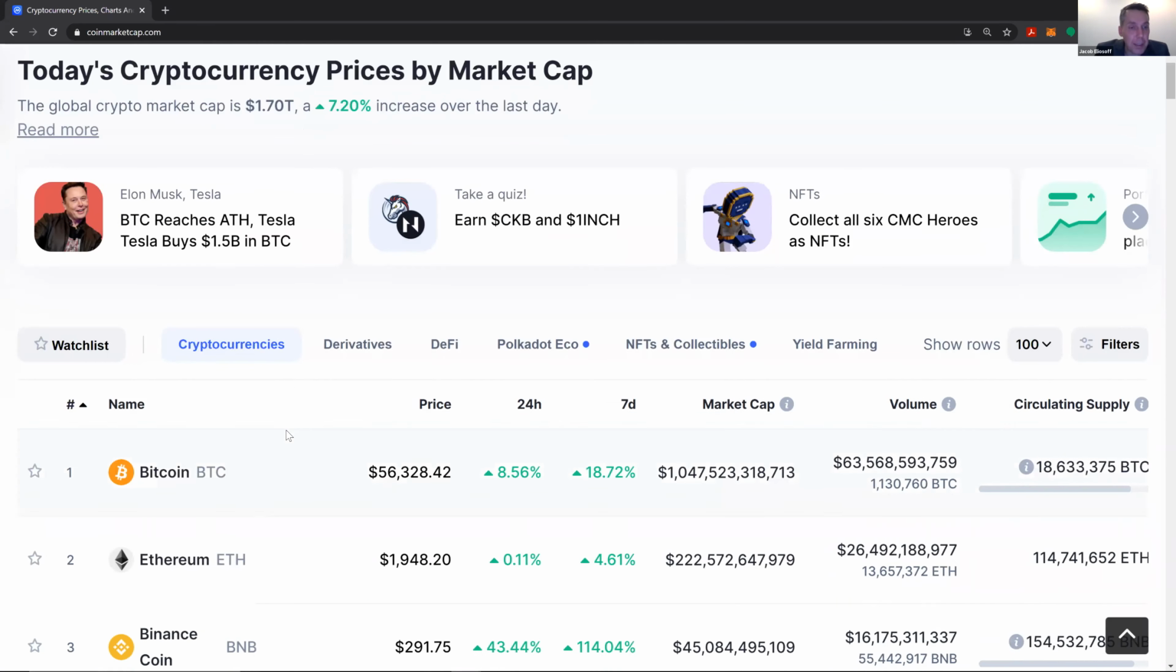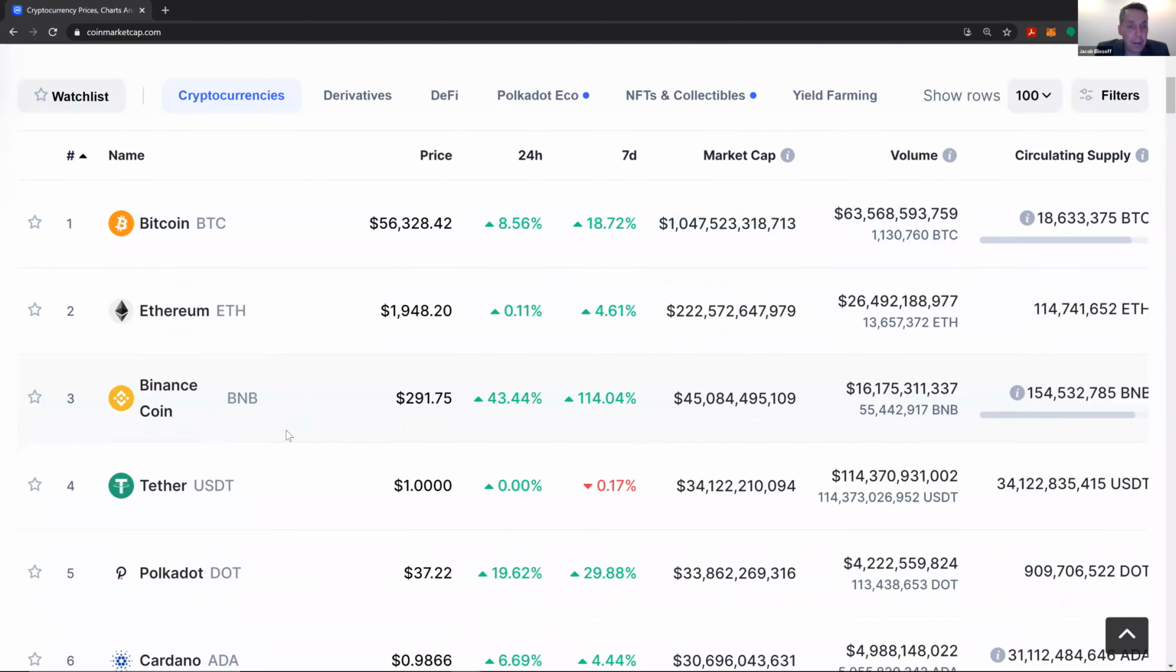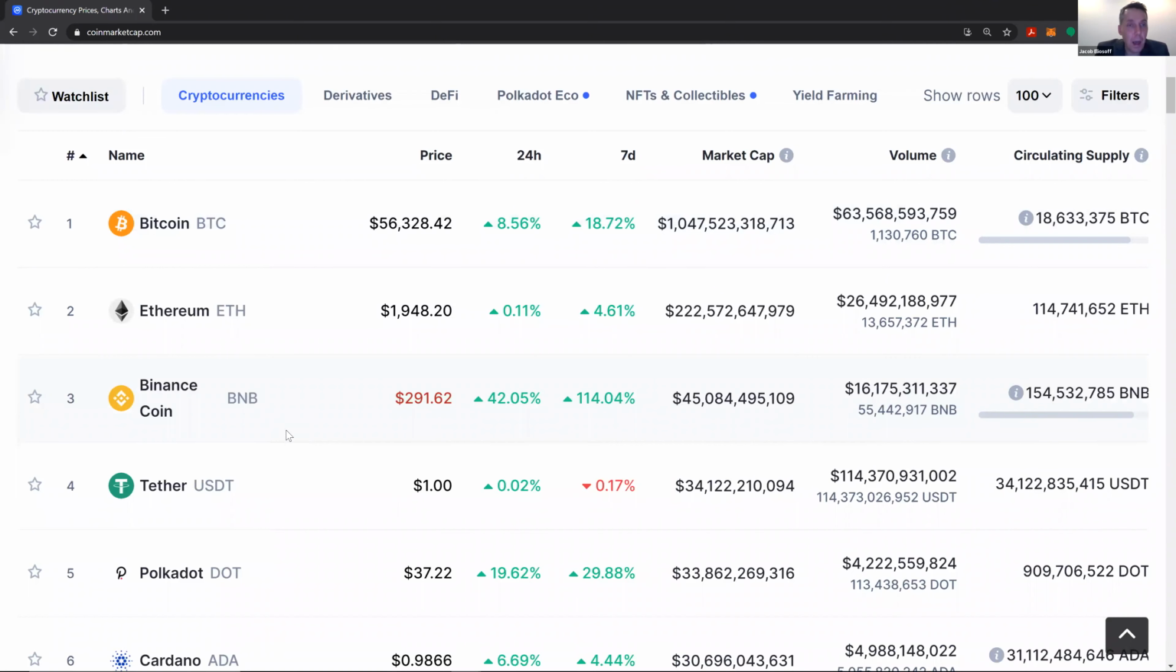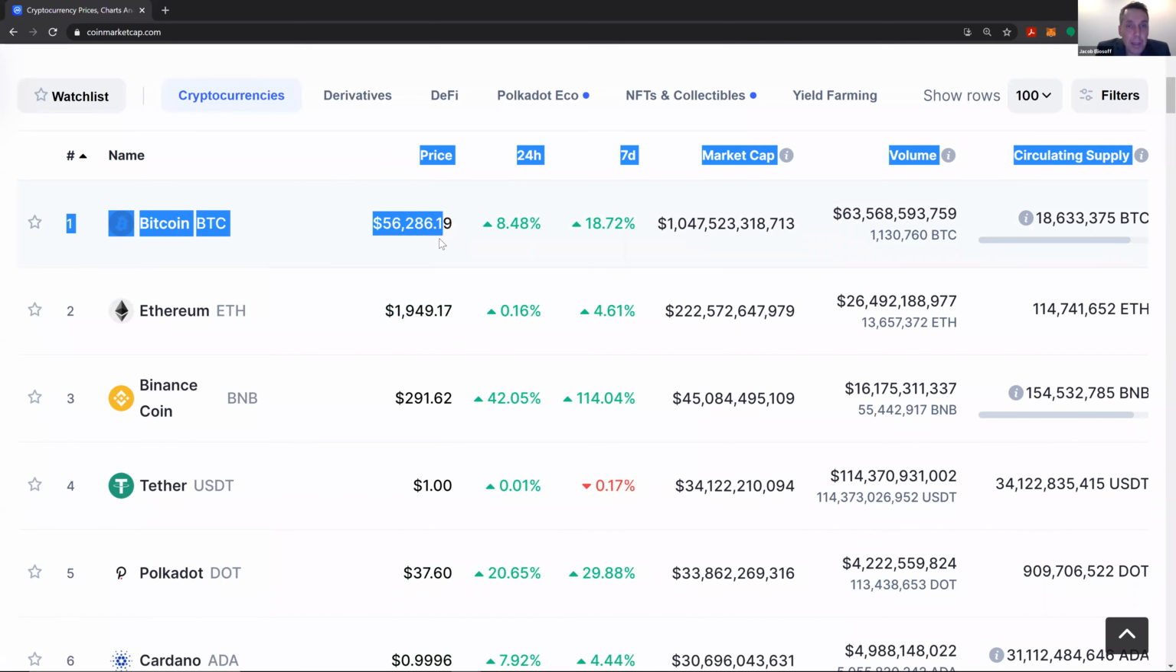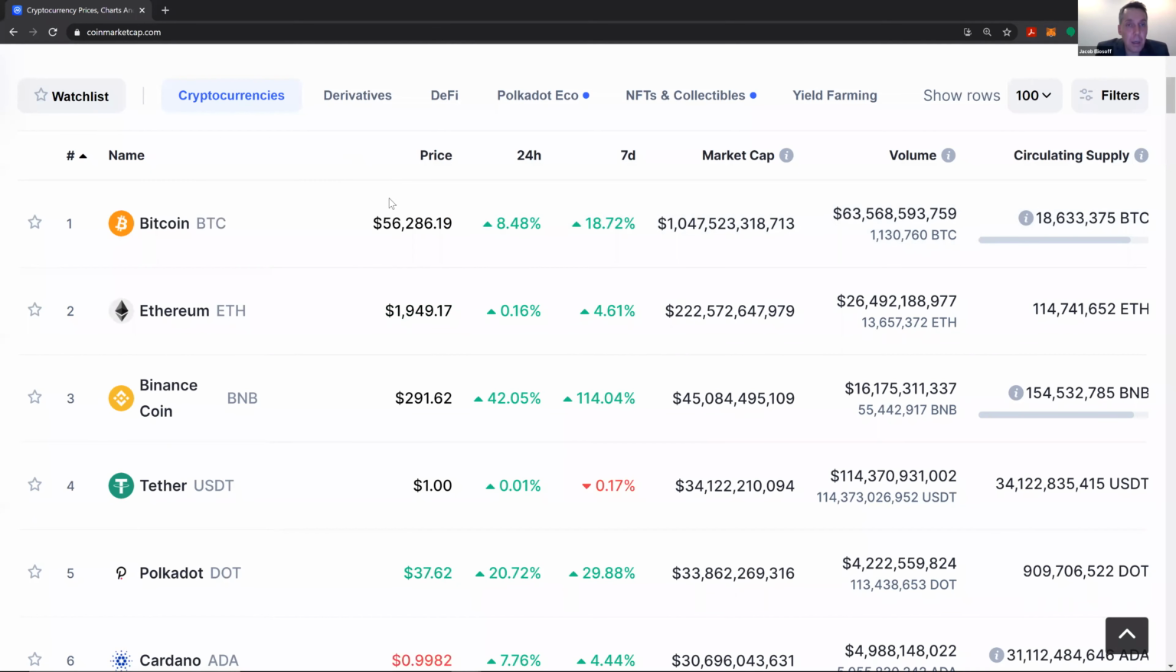So here, for example, we see the top 5 or 6 at the moment. Bitcoin is number 1. So you see here the price. Bitcoin's price is currently $56,000. And then Ethereum is number 2. The price is a little under $2,000.